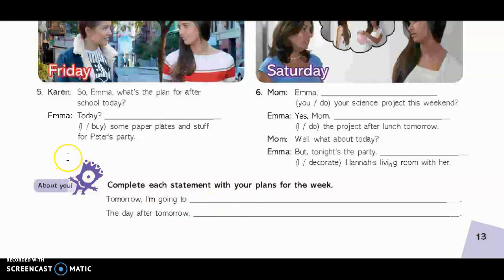And at the end of the lesson, you have to write about you. Complete each statement with your plans for the week. Tomorrow I'm going to, the day after tomorrow. Here you have to write with your own idea.